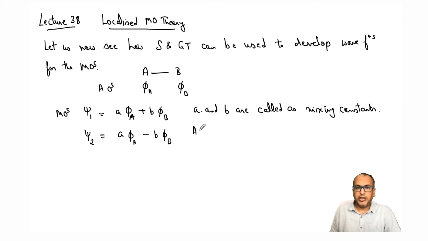Now atomic orbitals used: not all orbitals of atom A can be combined with all orbitals of atom B. So there are certain criteria which can participate in this linear combination approach. So let us list down those criteria. Atomic orbitals used to construct MOs must have, first, similar energies.